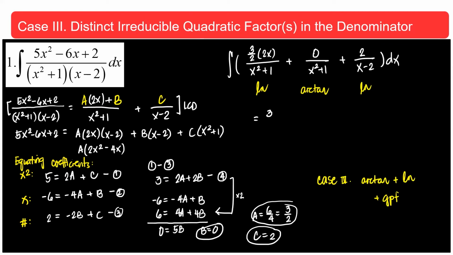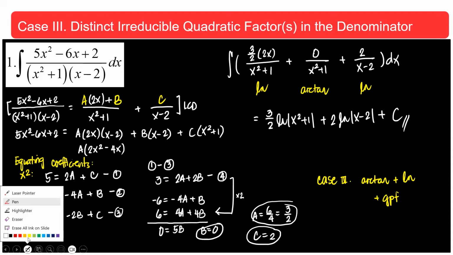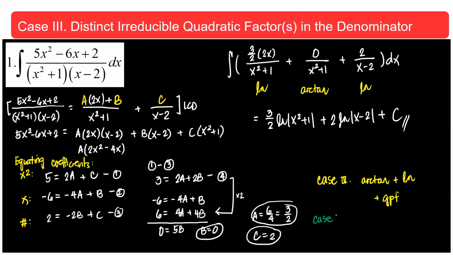So in here, the answer would be 3/2 ln of x squared plus 1. It so happen na 0 yung sa arctan, so wala. 2 ln of x minus 2 plus c. So again, for case 3, wherein you have numerator over denominator, don't forget that it's going to be a times the derivative of your denominator plus b all over the denominator of x. Okay?